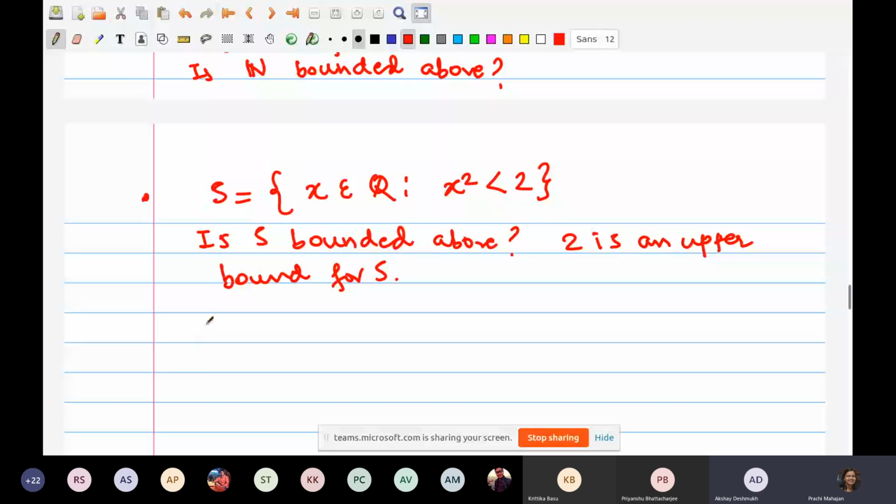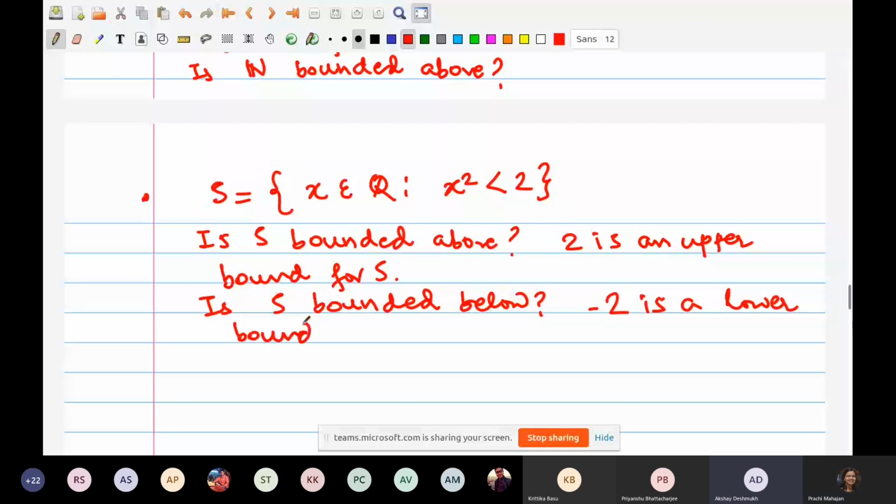Next question. Is this set S bounded below? Yes, ma'am. Can you give me a lower bound for S if you say it is bounded below? Minus 2. Minus 2 is a lower bound, right? Very nice. These two examples, are they okay with everybody present here?